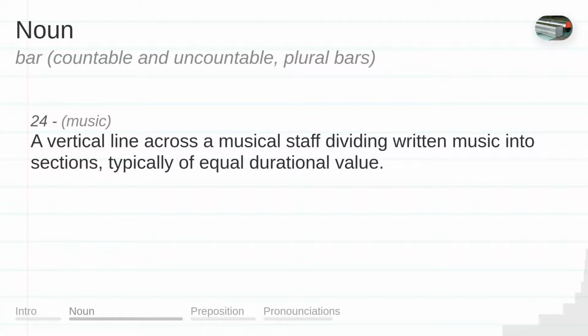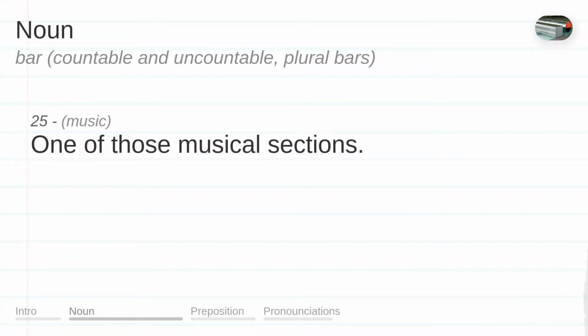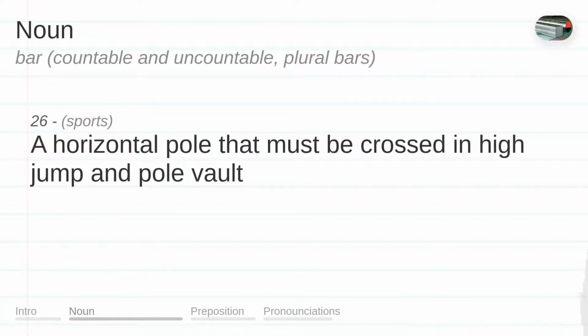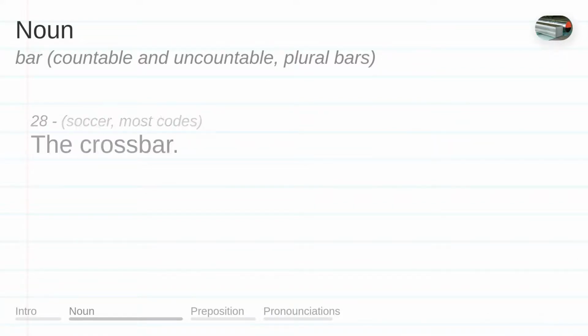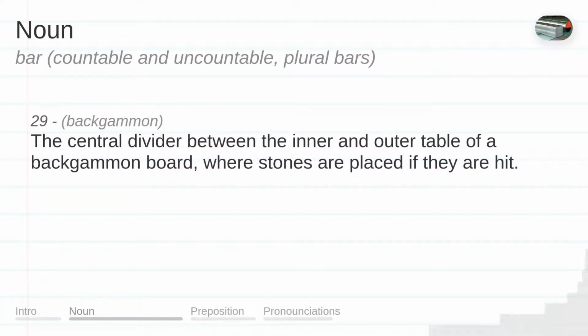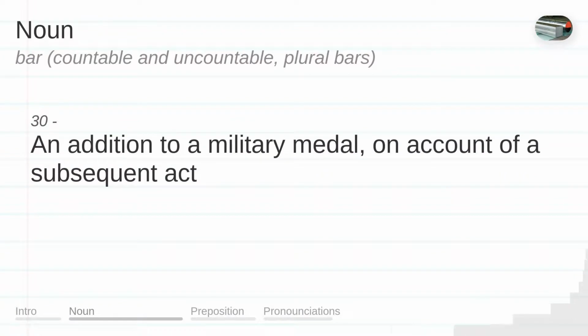A vertical line across a musical staff dividing written music into sections, typically of equal durational value. One of those musical sections. A horizontal pole that must be crossed in high jump and pole vault. Any level of achievement regarded as a challenge to be overcome. The crossbar. The central divider between the inner and outer table of a backgammon board, where stones are placed if they are hit. An addition to a military medal, on account of a subsequent act.